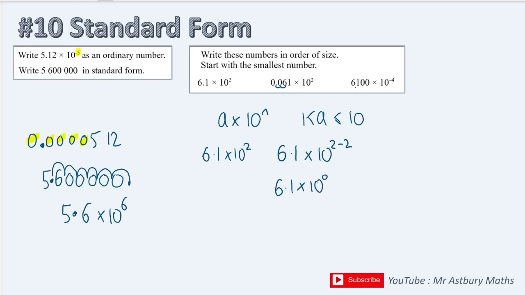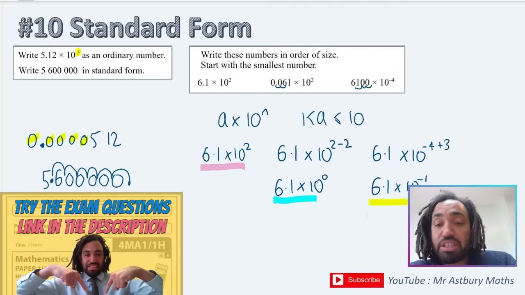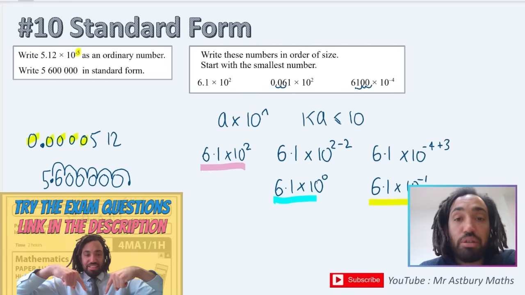And this next one over here, if I want 6.1, I'm going to have to divide it by 10 1, 2, 3 times. So if I divide it by 10 three times there, I'm going to have to times it by 10 three times on the other side, which is going to add 3 to the power, which is going to give me 6.1 times 10 to the minus 1. So now I can compare them. This one is the biggest, this one is in the middle, and this one is the smallest. Okay, try some exam questions and we'll move on to the next topic.